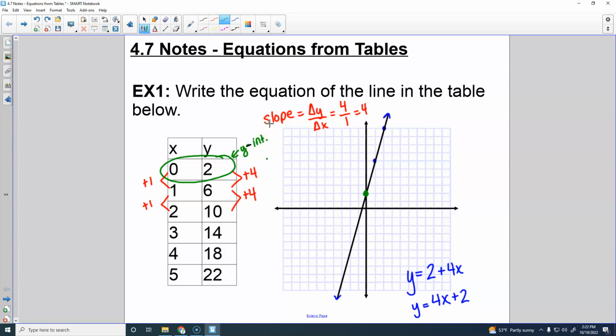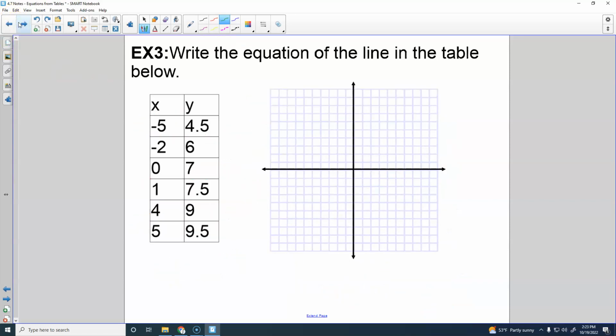Okay, so let's keep that in the back of our mind. It's looking like maybe if the x is 0, then the y is our y-intercept. Okay, let's graph these.